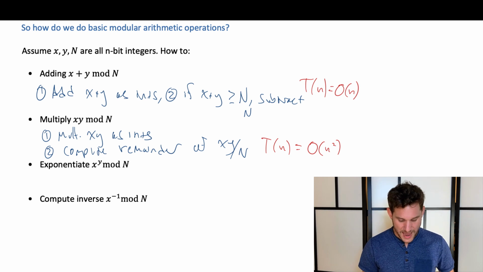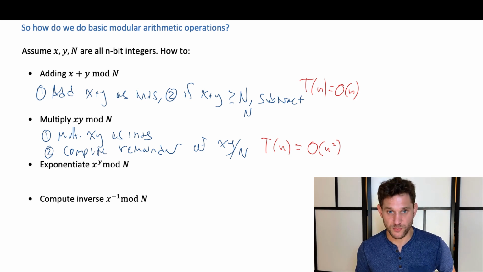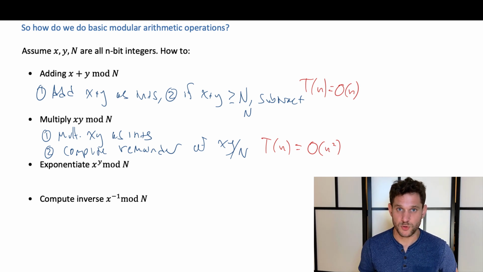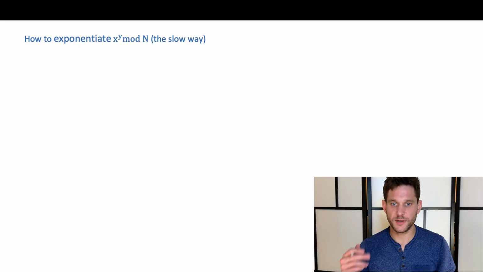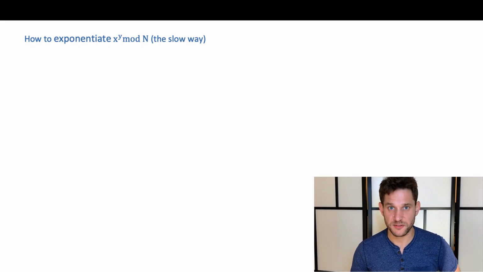All right, so addition and multiplication, those are pretty straightforward. What about exponentiation and computing inverses? Those are actually going to be a little trickier to get the right algorithms, and we'll have to take more care. Okay, let's look at exponentiation, and let's just focus on ways to do exponentiation.